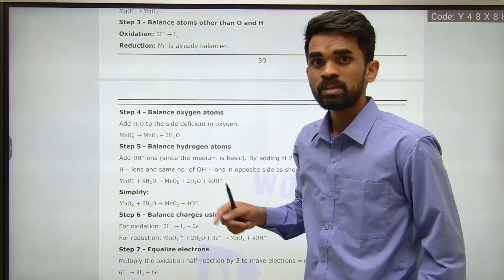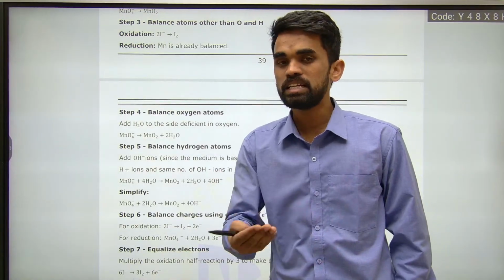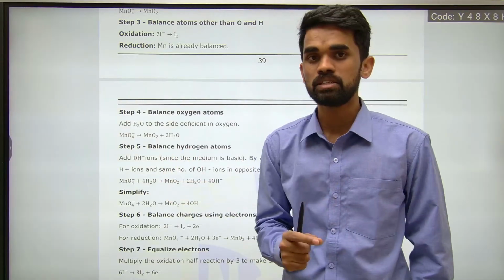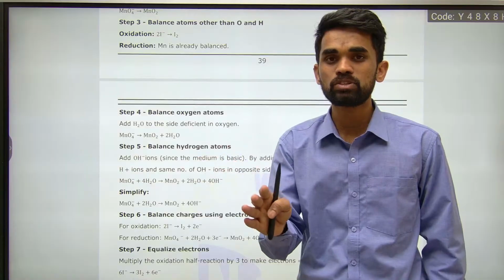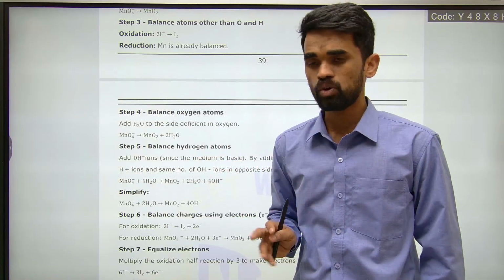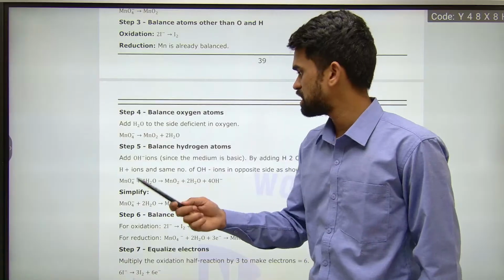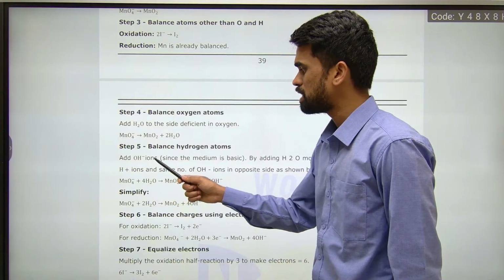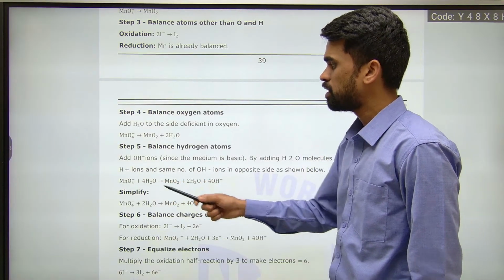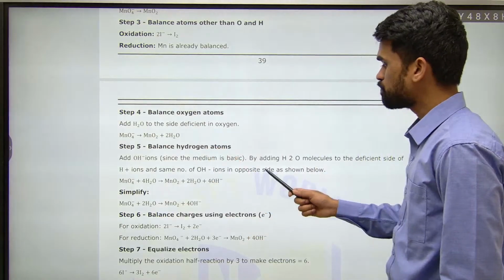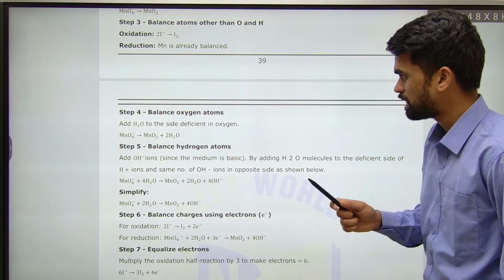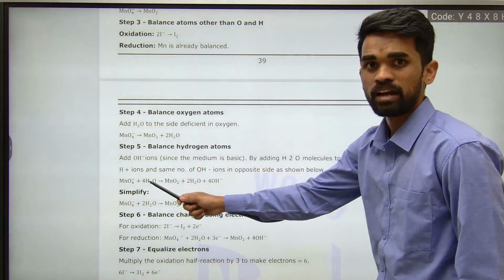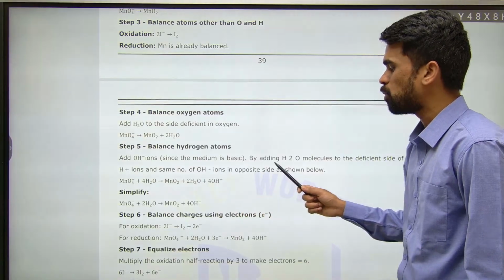But in basic medium we should not add H plus, because it is not acidic medium. So there are no H plus ions. It's a basic medium. We have only OH minus ions. Here, with the help of OH minus only, we need to balance the protons. So wherever there is a deficiency in hydrogen atoms, balance the hydrogen atoms by adding OH minus ions. Since this is a basic medium, we need to add only OH minus. See how we can balance this. Listen very carefully. Add H2O molecules to the deficient side of H plus ions and the same number of OH minus on the opposite side, as shown.